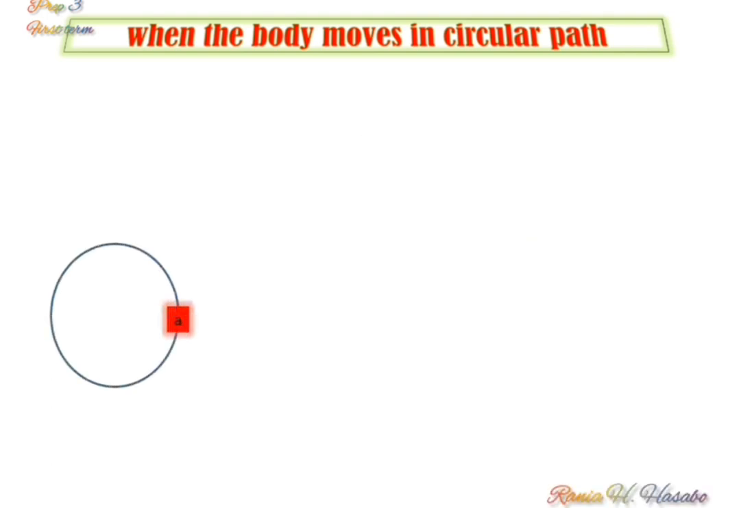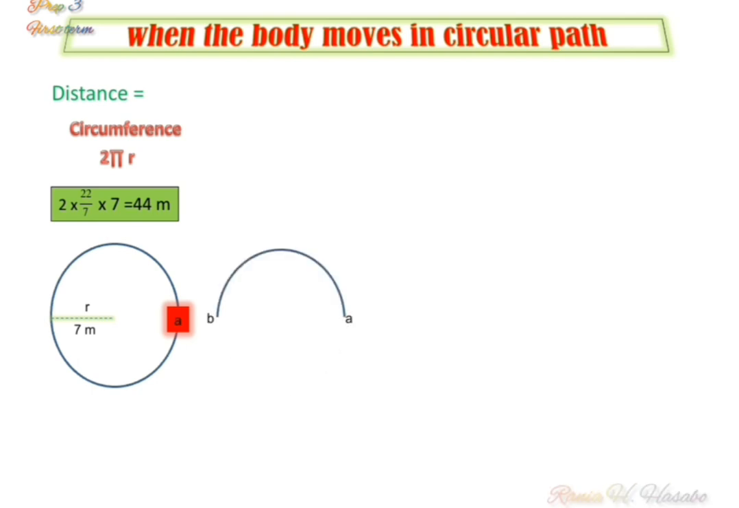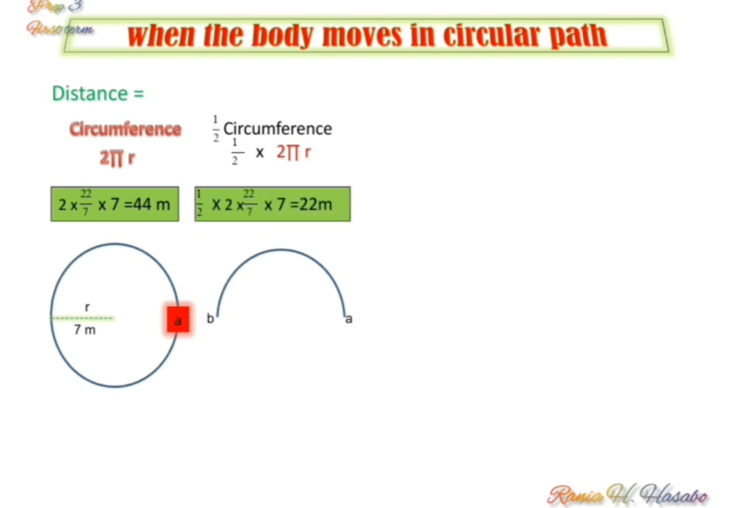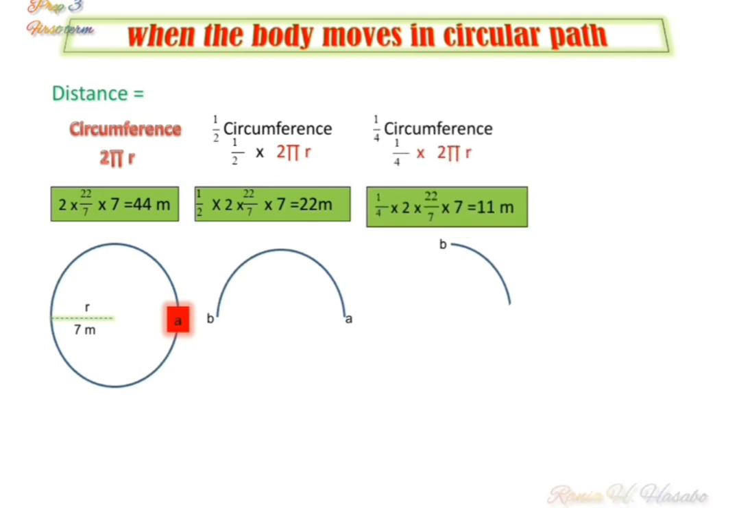When the body moves in a circular path, to solve the problem of distance and displacement, remember that the radius of the circle equals half its diameter. When the body moves in a complete circle, distance equals circumference, which equals 2 pi r. So it equals 2 multiplied by 22 over 7 multiplied by 7, which equals 44 meters. If the body moves in a half circle, its distance equals half the circumference. When it moves in a quarter circle, its distance is a quarter of the circumference. If it moves in a 3/4 circle, distance equals 3/4 of the circumference.